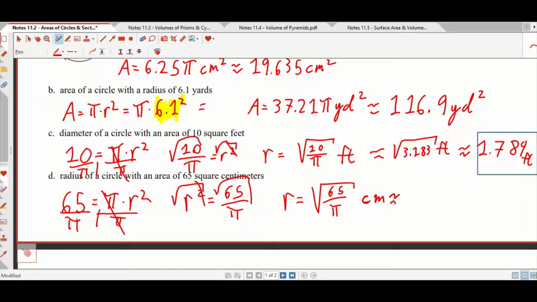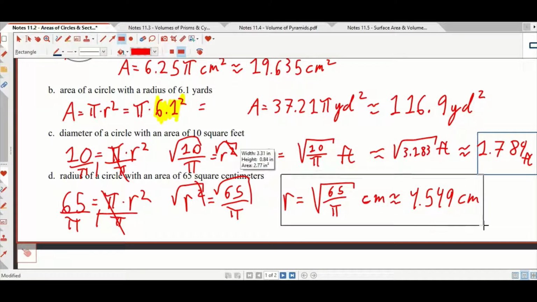Again, not something that's terribly helpful. So we do 65 divided by pi, which is about 20.69, and then take the square root of that, and you get about 4.549 centimeters. That's how I would answer it. The radius is exactly the square root of 65 over pi, and it's about 4.549 centimeters.